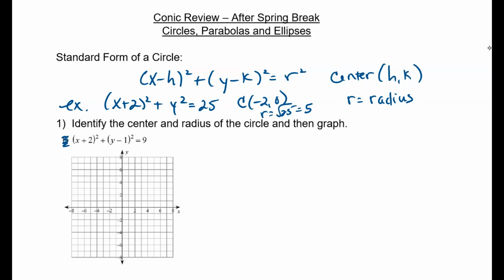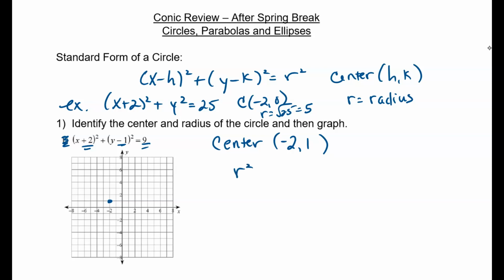All right, it's the quantity x plus 2 squared plus the quantity y minus 1 squared equals 9. It's already in standard form of an equation of a circle, so we can readily pull out the center. And remember, our center, h and k, come out opposite of what you see inside the parentheses. And so that's going to be (-2, 1). So I'm going to go here to (-2, 1), and then we have to find our radius.